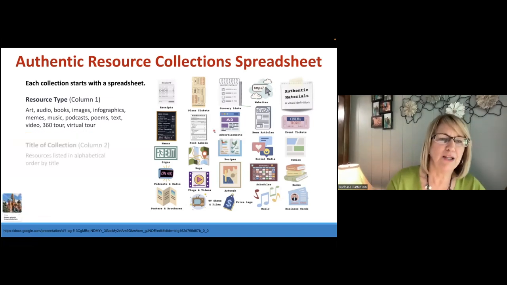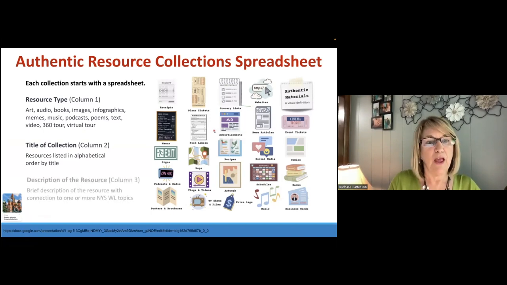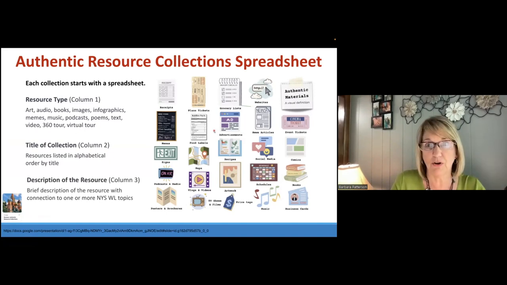The second column is the title of collection, and all of the resources are listed in alphabetical order by title. The third column has a brief description of the resource with connection to one or more New York State World Language topics.